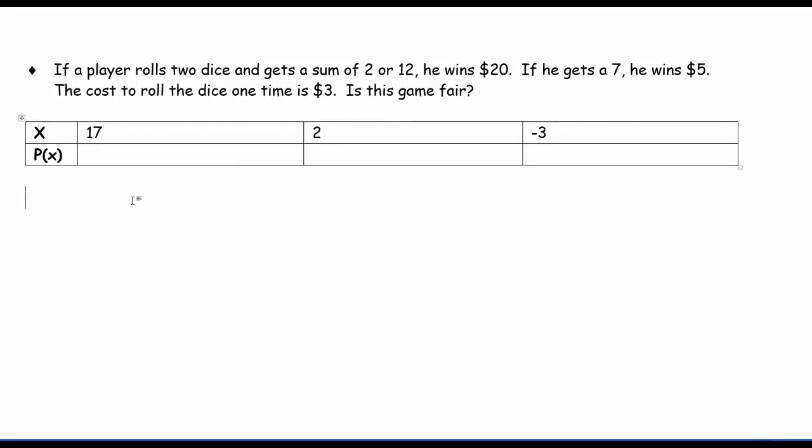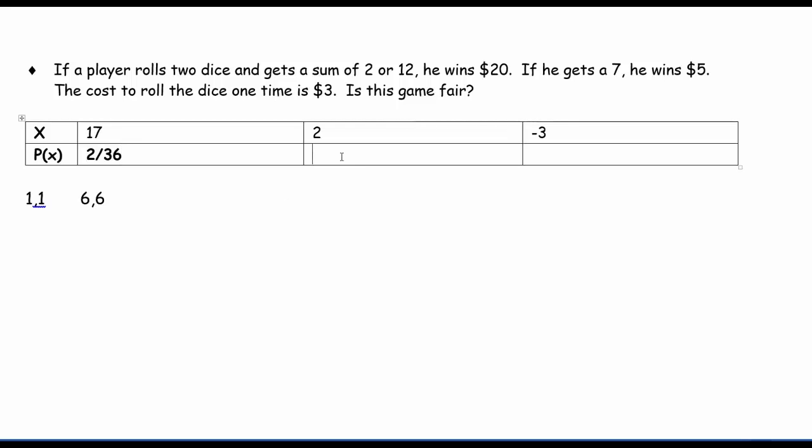So we have to think about, when we're looking at dice, how often these various combinations can come up. How many different ways could you even get a 2 or a 12? Well, the only way to get a 2 is if you get a 1 and a 1, and the only way to get a 12 is if you get a 6 and a 6. Now, at this point, we should have done a dice experiment, and there would be 36 possibilities that could show up. So 2 out of these 36 will win the guy $17.